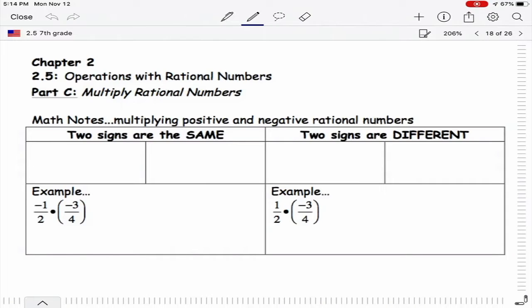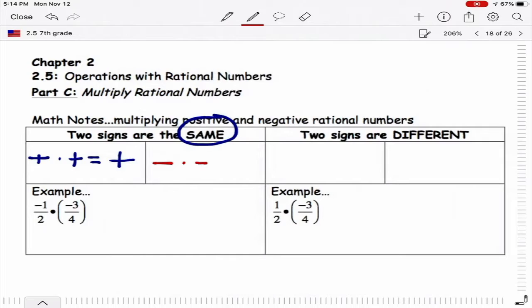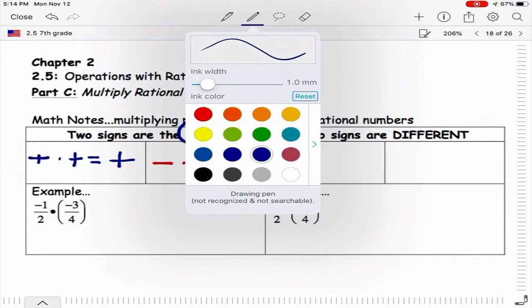Just like with fractions, multiplying is a lot easier. Whenever the signs are the same, so I'll give you two scenarios. One is if they're both positive, so a positive times a positive equals a positive. Or if they're both negative, meaning a negative times a negative. Both answers will get you a positive answer. So whenever signs are the same, it's a positive answer. Whenever signs are different, it's a negative answer.